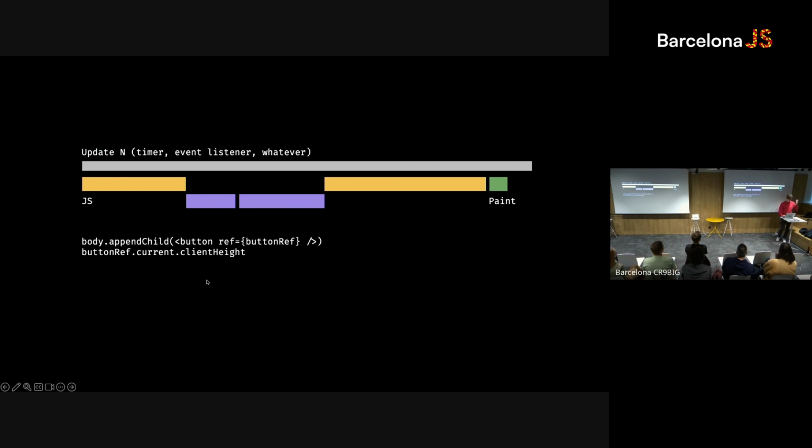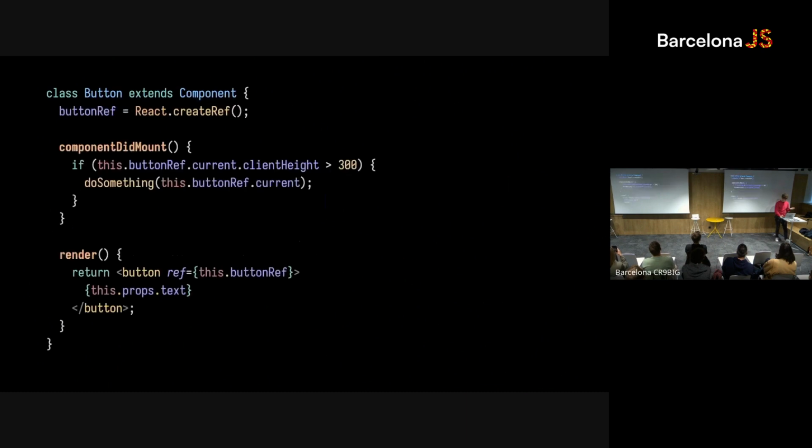So the moment you read the height, the browser will freeze the JavaScript, compute the styles, compute the layout, take that height, and then return the height back to JavaScript. This is a performance issue that's called a forced layout recalculation, and this was a pretty common problem with componentDidMount.